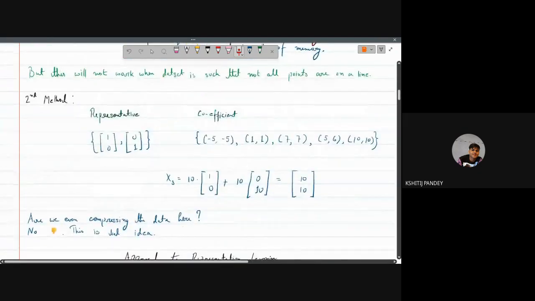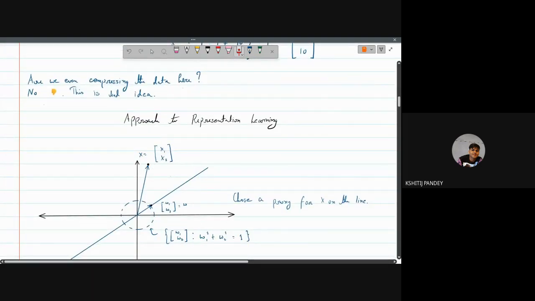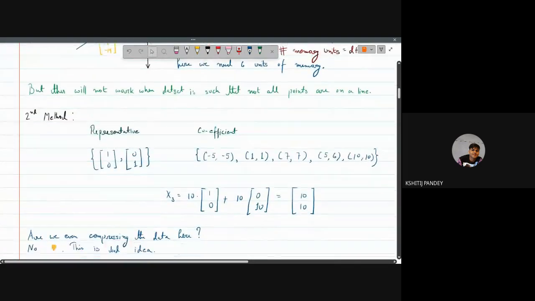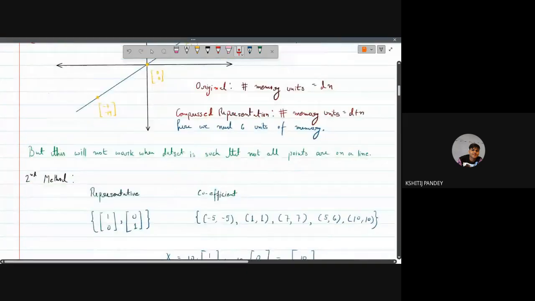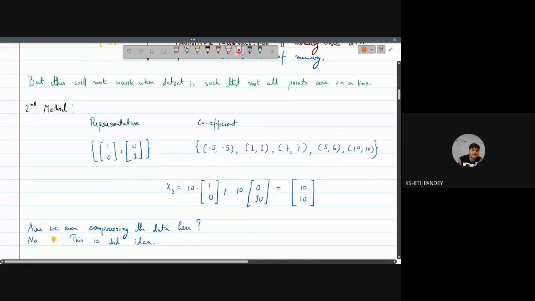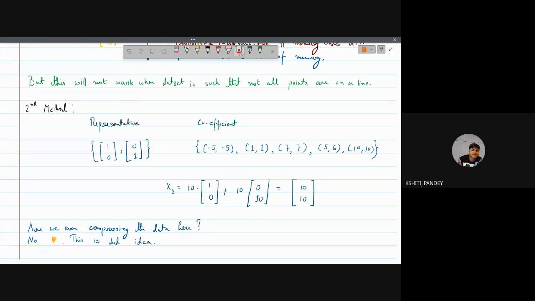So let's take one example for this. Let's say there is some point outside here. In our data set, there is some point over here. So in that case, what can we do? One quick solution is that we are in R2. So to span all the vectors in R2, we can take as representatives any two vectors in R2, and for each data point in our set, we will store a pair of coefficients.